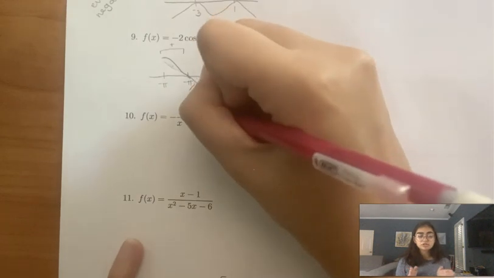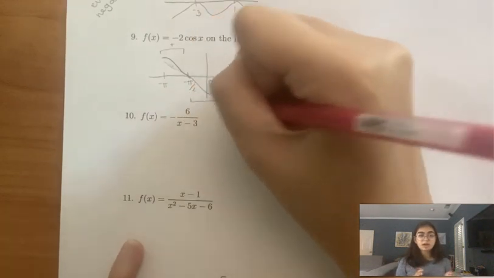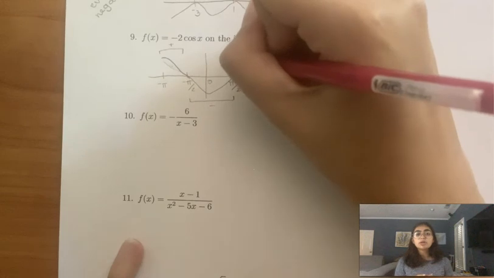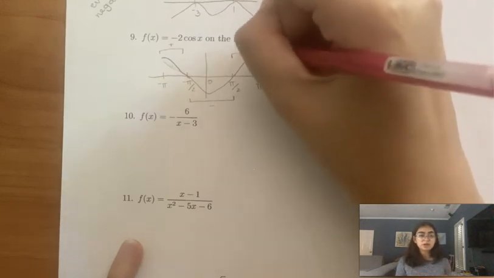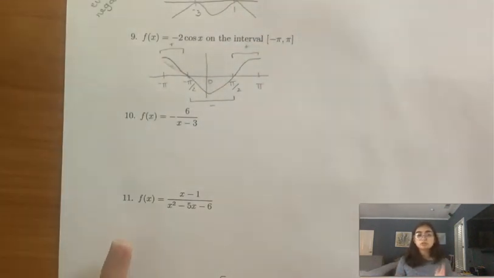So this function will be positive from negative pi to negative pi over 2, negative in between negative pi over 2 and pi over 2, and positive between pi over 2 and pi.